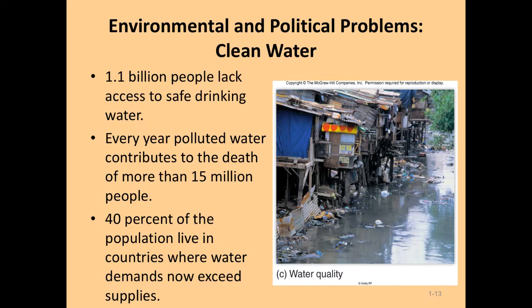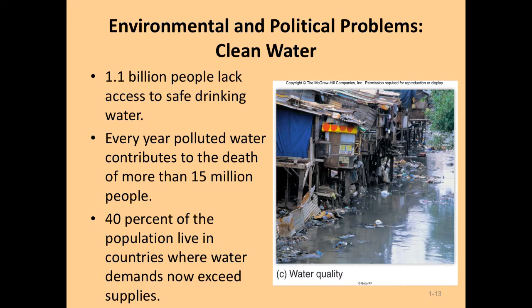And this is another staggering figure here. It says every year, polluted water contributes to the death of more than 15 million people. That's a lot of people that are dying due to dirty water, and it can be dirty for various reasons. Whether there could be microbial specimens in the water, or it could be sewage in the water, or garbage being dumped in the water. Various reasons that could occur that can lead to the dirtying of water.